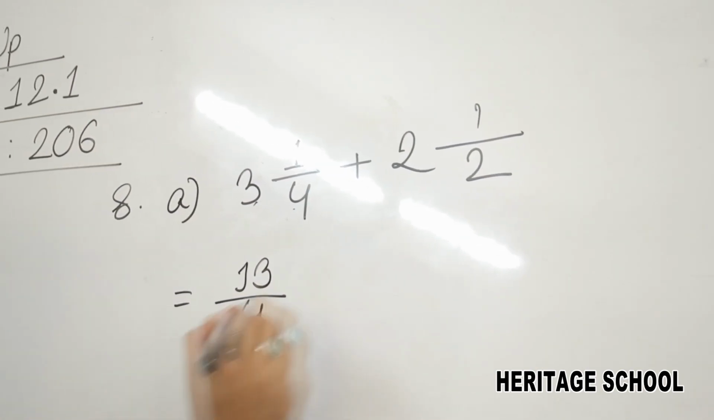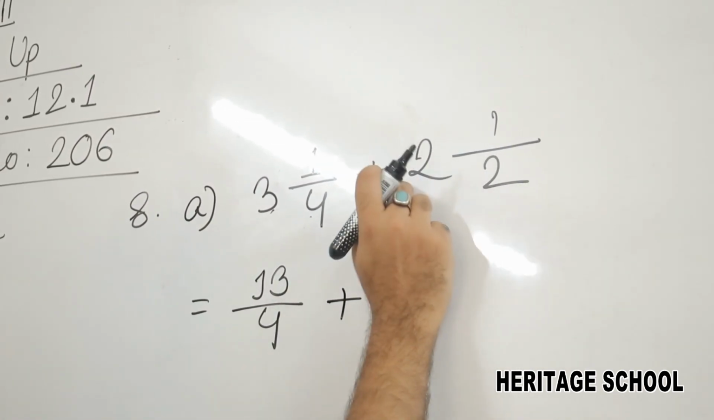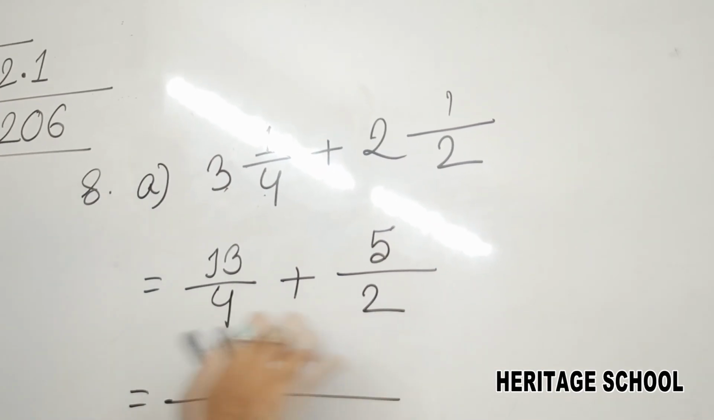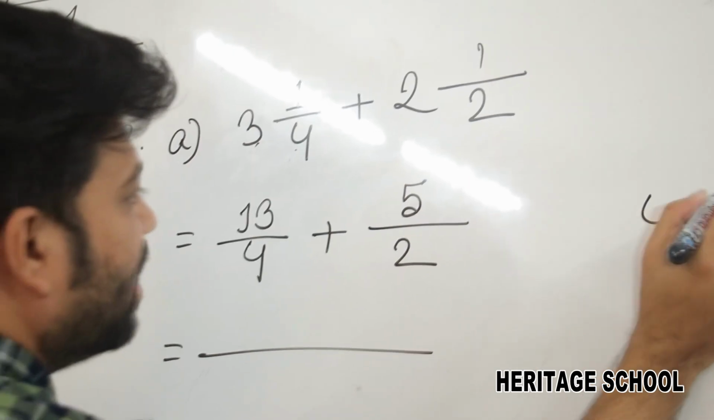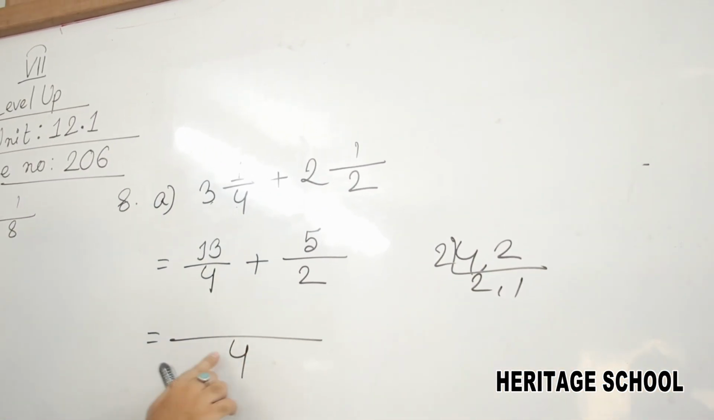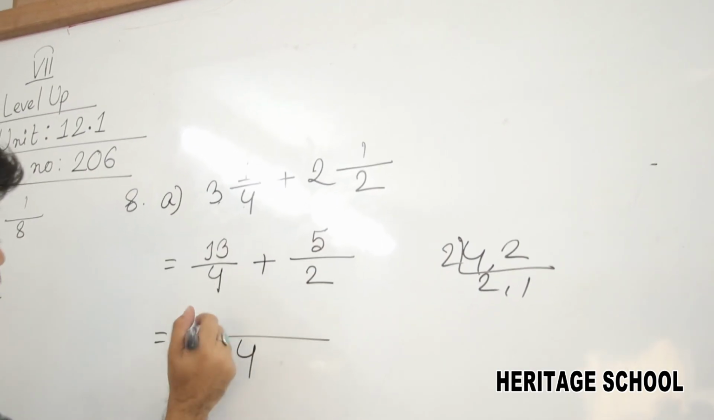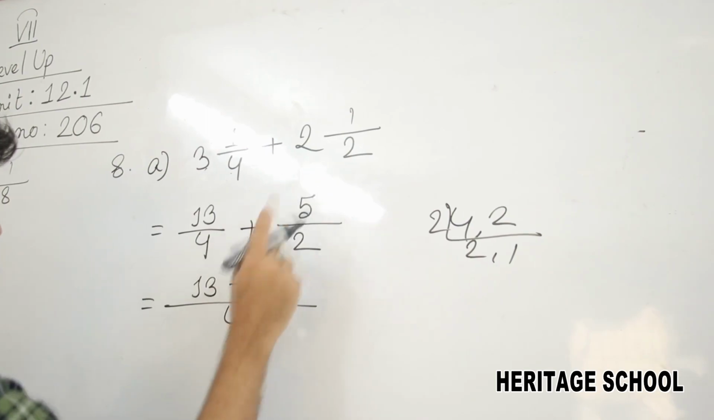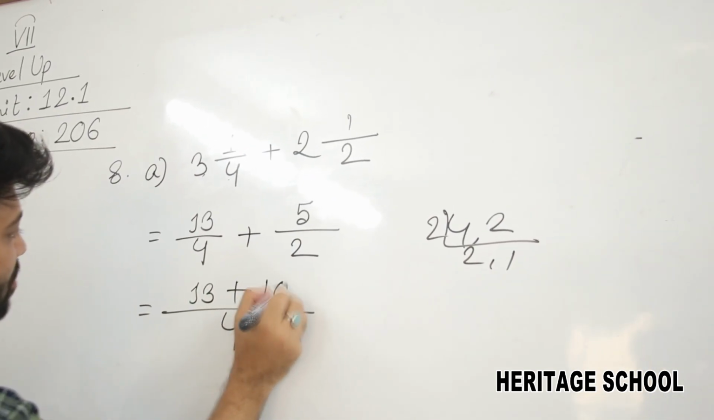13 by 4. Then same here, 2 2s are 4 plus 1, 5. 5 by 2. So what is the LCM of 2 and 4? The LCM is 4. 4 will be divided by 4, 1 will be multiplied with 13. It's 13. 4 will be divided by 2, 2. The answer is 2, 2 will be multiplied with 5, 5 2s are 10.